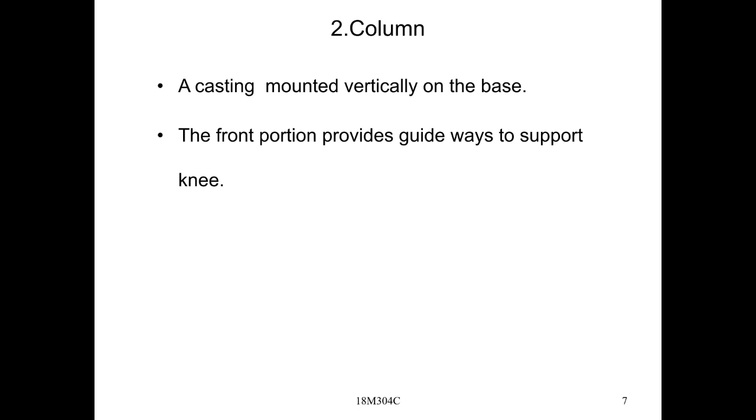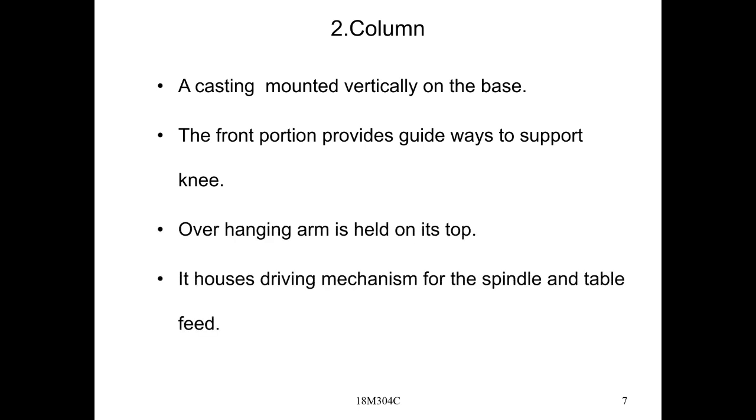How much amount of feed will be given to the table, the total will be controlled only in the column, right? The overhanging arm will be held on its top. The overarm is provided for holding the cutting tool, that is the main thing, right? The overhanging arm is provided, along with the driving mechanism of spindle and table feed, right?